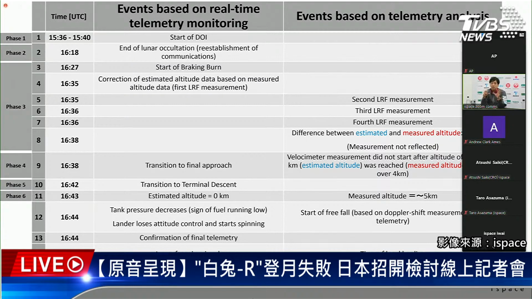As I explained, number 1, phase 1, DOI start, was expected. In phase 2, during the cruise, the occultation period was successfully ended. That means the communication restarted. The timing was also within the expected range. At that moment, we were confident in the successful DOI. After that, number 3, the braking burn was also successfully started. That was also at the expected timing. That was great.